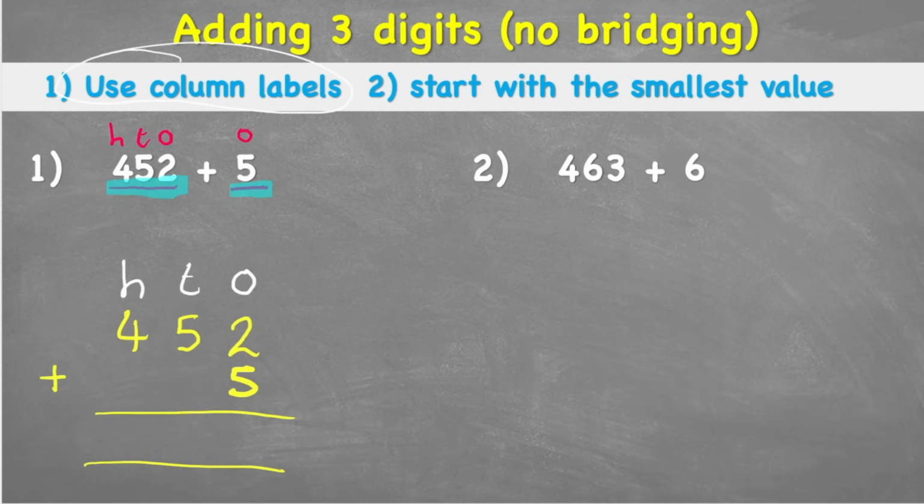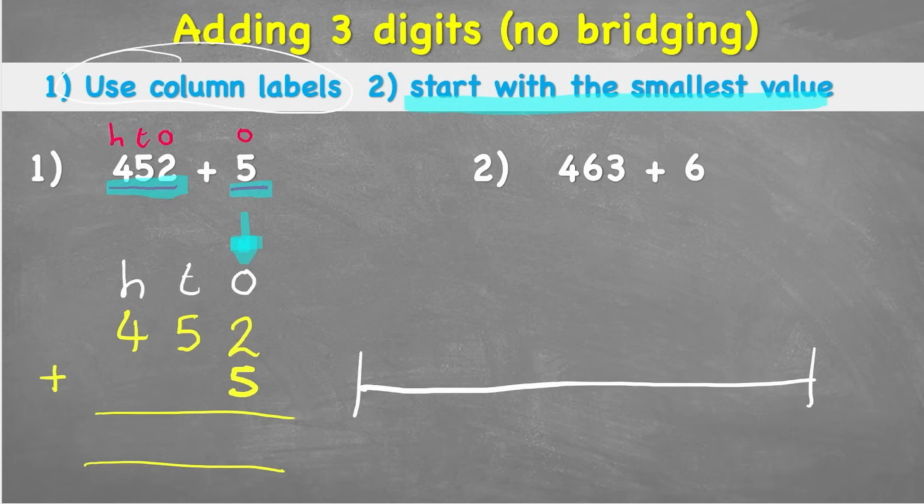Now I can look at my second instruction. It says start with the smallest value. So where's the smallest value here? Well, our smallest value is our ones. Ones are smaller than tens and are smaller than hundreds. So all I'm going to do is I'm going to add 2 to 5. Now if I don't know how to do that, I can use my number line. So I'm going to set up a number line just here, and I'm going to put 0 on this side, 1, 2, 3, 4, 5, 6, 7, 8, 9 and 10.